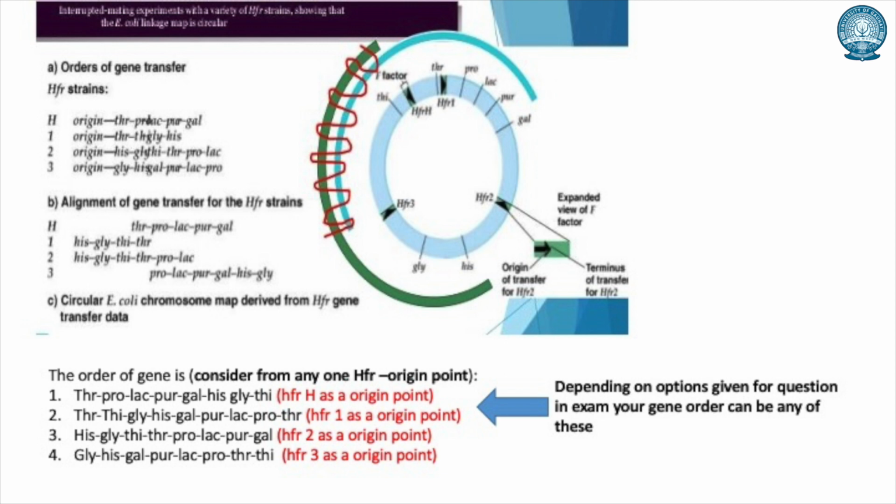If HFR-H has the origin point, you have a gene order thr, pro, lac, pur, gal, his, gly, thi. And if you consider HFR1 as the origin point, then you have a gene order as thr, thi, gly, his, gal, pur, lac, pro, thr. Similarly for HFR2 and HFR3. So you can construct a map using different HFR strains, and depending on the time of entry of the genes, you can plot all the genes together in one map.